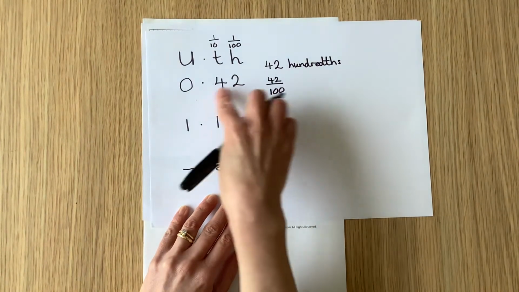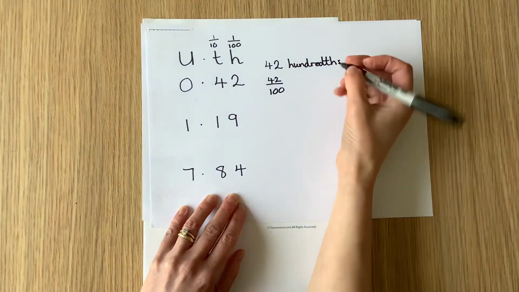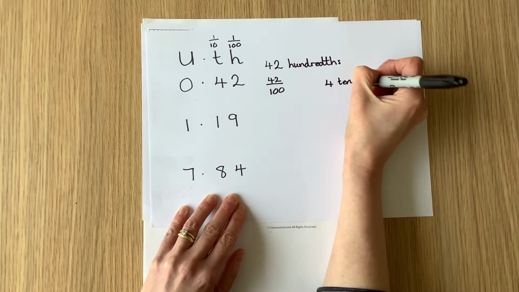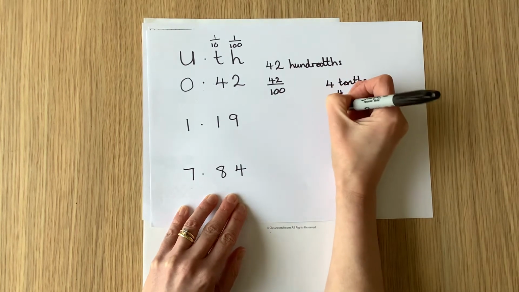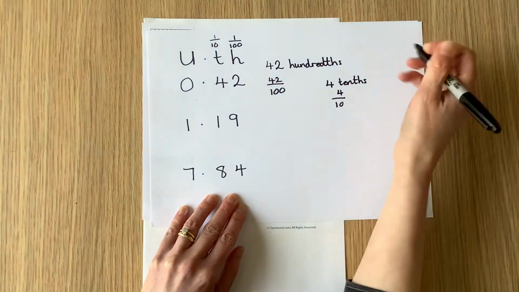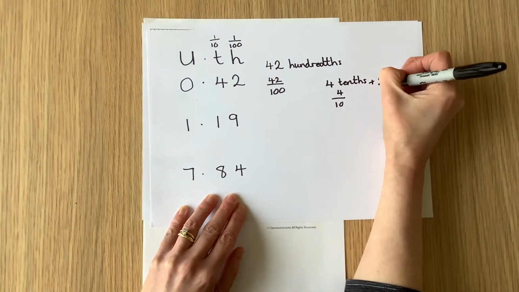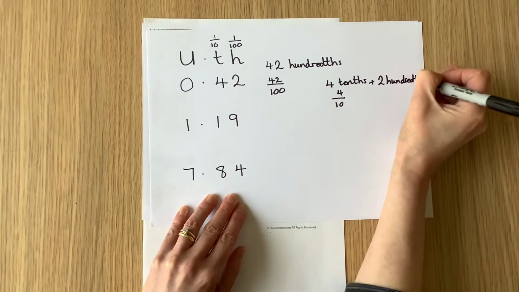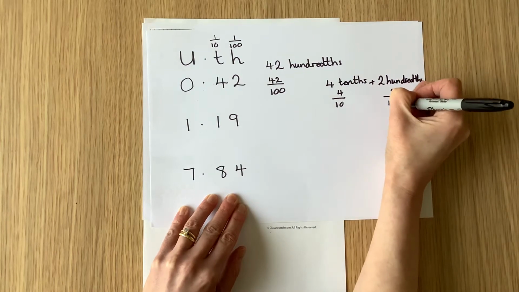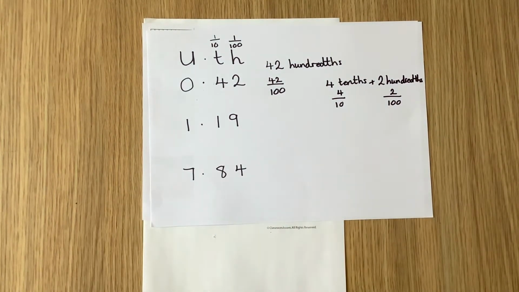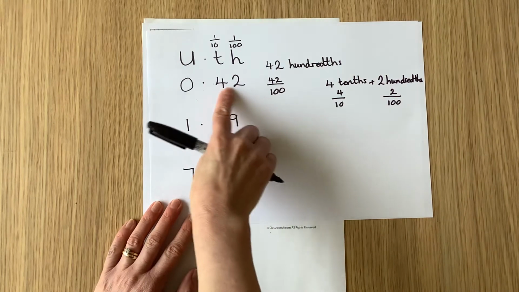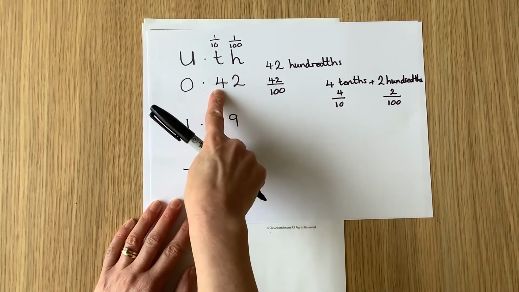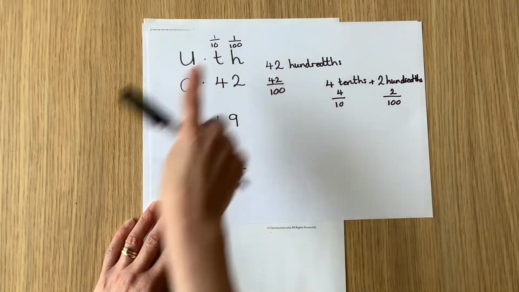Or I could think of the two of them separately. I could think of the 4 as being 4/10ths, which I could write like that. And I could think of the 2 on its own as being 2/100ths, which I would write like that. So I could think of it as the two together being hundredths, 42 hundredths, or I could think of it as being 4/10ths and 2/100ths.